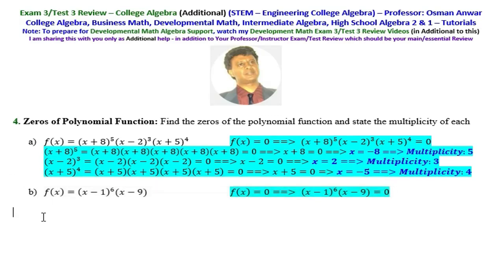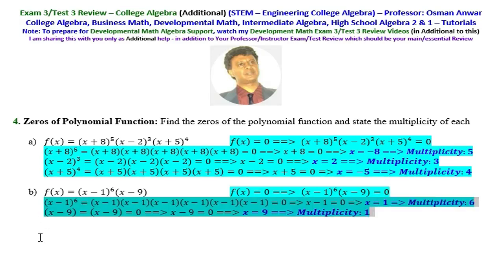B. f of x equals x minus 1 to the 6 times x minus 9. So set f of x equal to 0. That means x minus 1 to the 6 times x minus 9 equals 0. That means x minus 1 to the 6, which is x minus 1 six times, equals 0. That means x minus 1 equals 0. That is x equals 1. The multiplicity is 6.